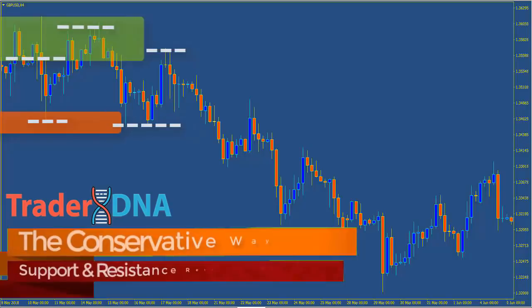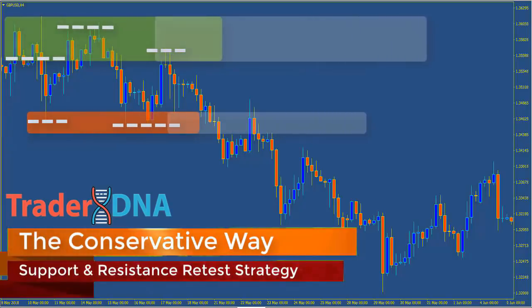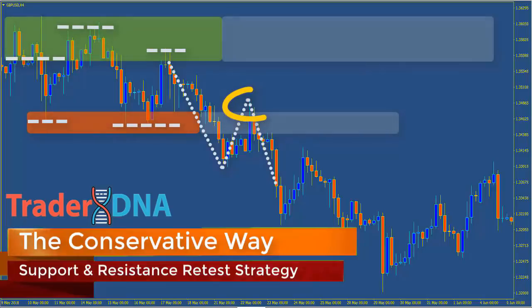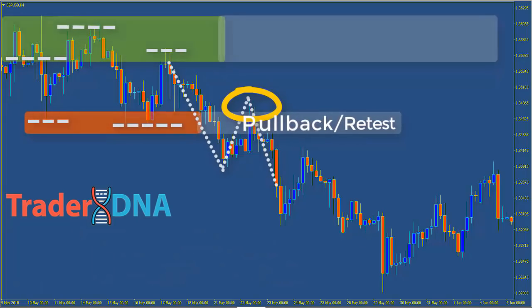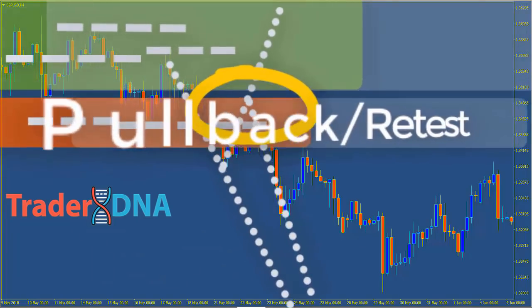The conservative way, or support and resistance retest strategy. Instead of entering right on the break, wait for the price to make a pullback to the broken support or resistance level, and enter after the price bounces. Here are the examples illustrating the strategy.